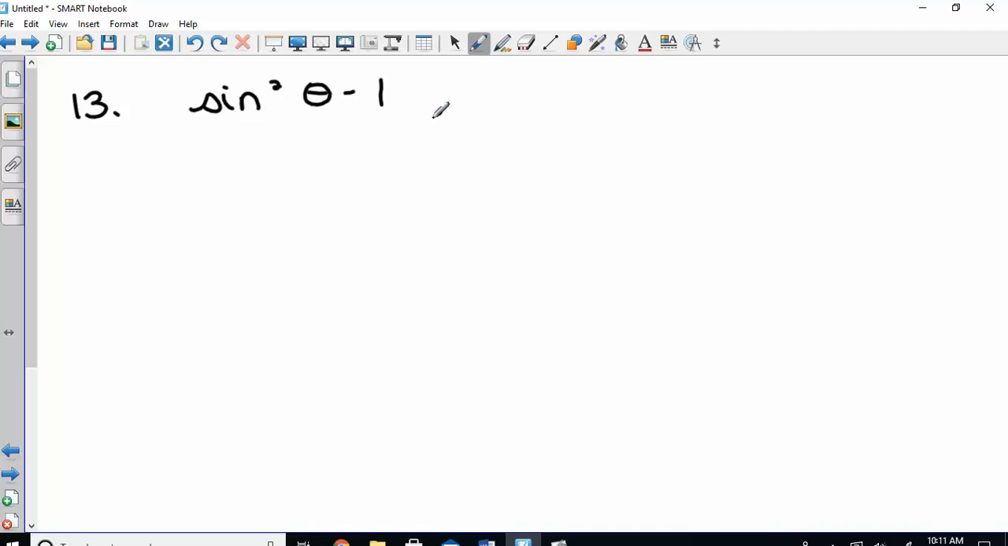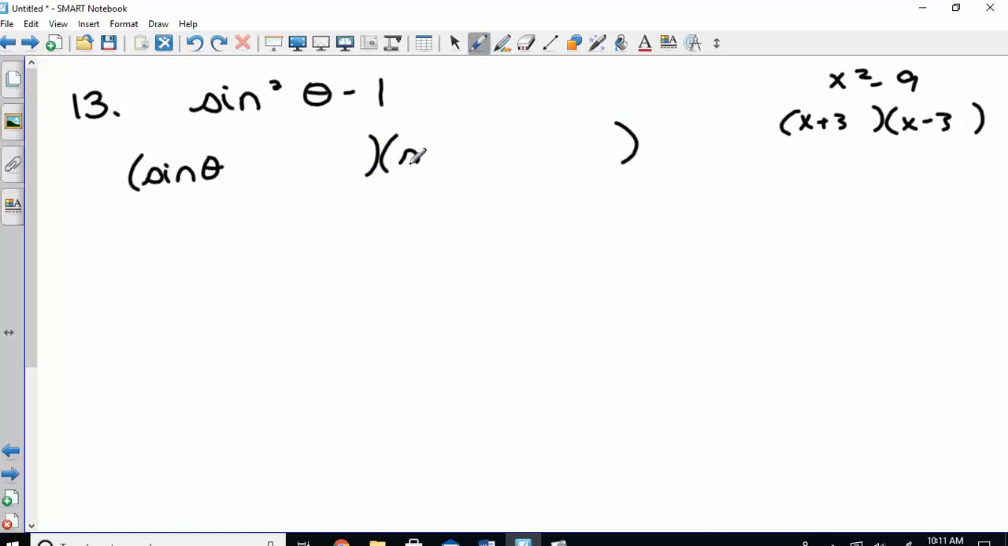Sine squared and 1, those are both perfect squares. So think about if I told you to factor x squared minus 9, how do you do that? x plus 3, x minus 3. So if I asked you to factor sine squared minus 1, sine squared would break into sine theta and sine theta. 1's positive, 1's negative, and 1 and 1. Sine theta plus 1, sine theta minus 1. So we can use those same techniques that we did in algebra.